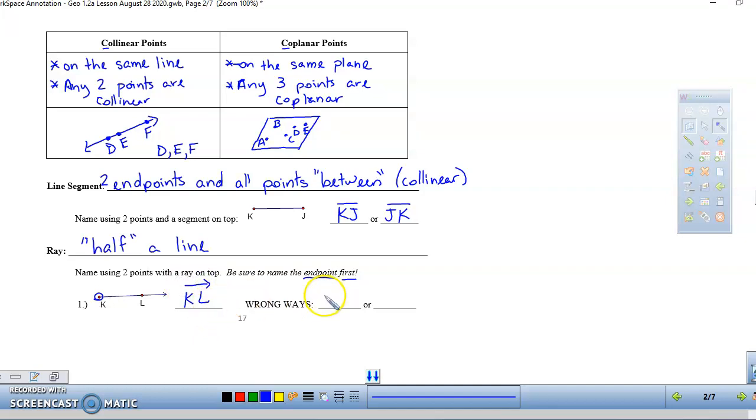So wrong ways to do that is to start with the L. Okay, that is wrong. That is not the correct name. Okay, and then the other wrong way would be drawing the arrow the other direction, like this. That is also wrong. So you start with the endpoint and then you draw the arrow across to the other point through it.